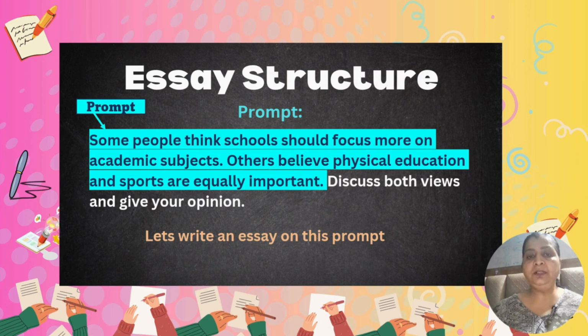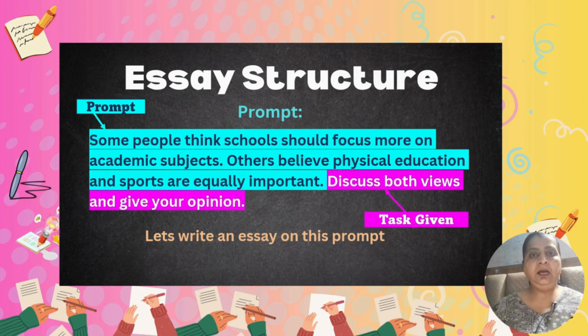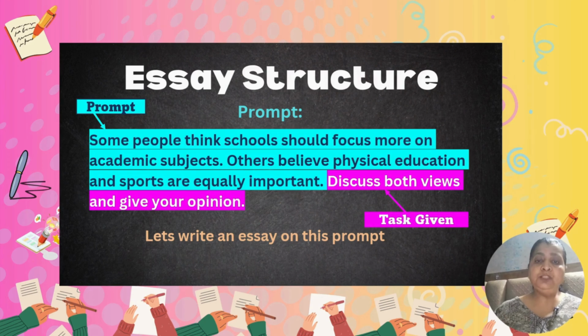So, first we have to understand the prompt. The highlighted text is the prompt, a thesis that is presented to you, a thinking that is presented to you, an opinion that is presented to you. Okay, so this is the prompt, and the pink highlighted text is the task assigned to you: discuss both views and give your opinions. It means you have to discuss that schools should focus more on academic subjects, as well as discuss why physical education and sports are also equally important. So, are you guys ready for the essay?